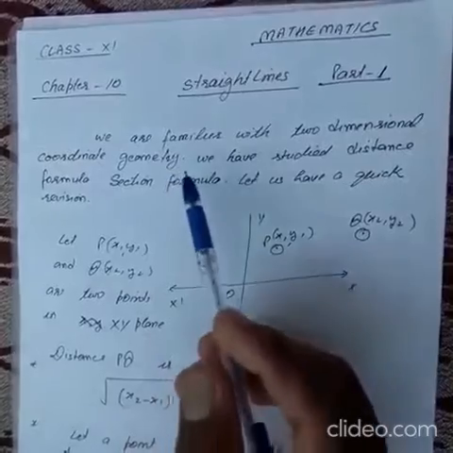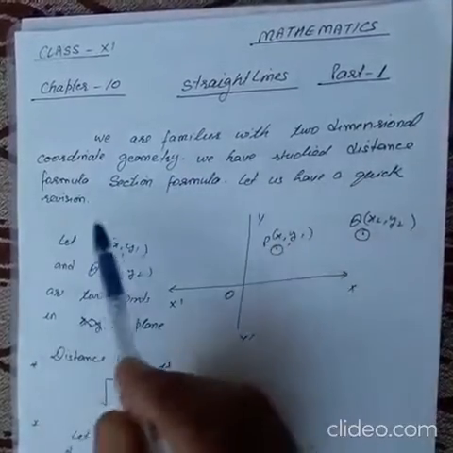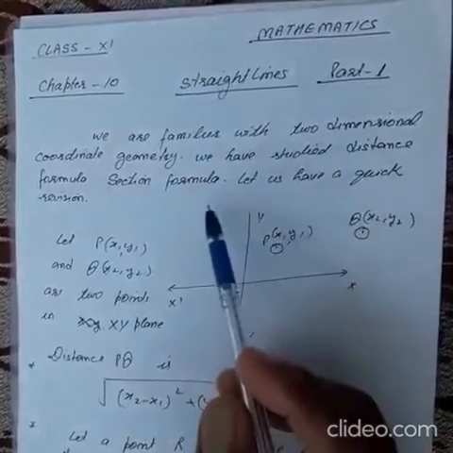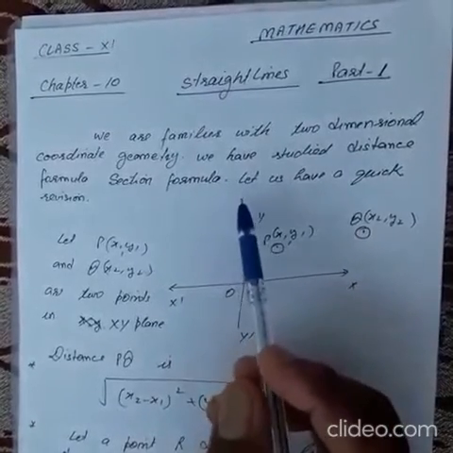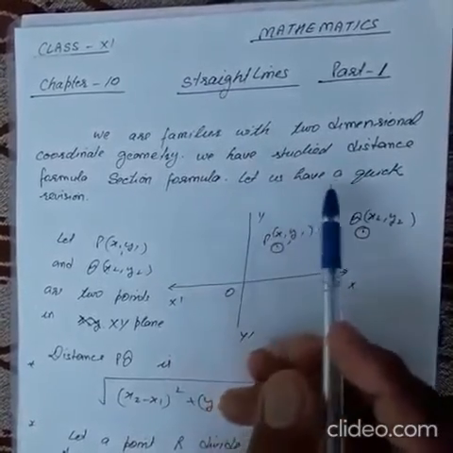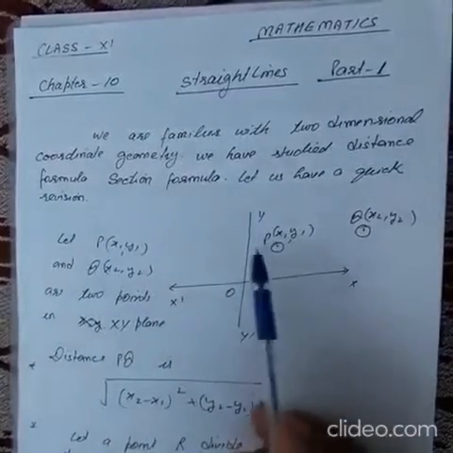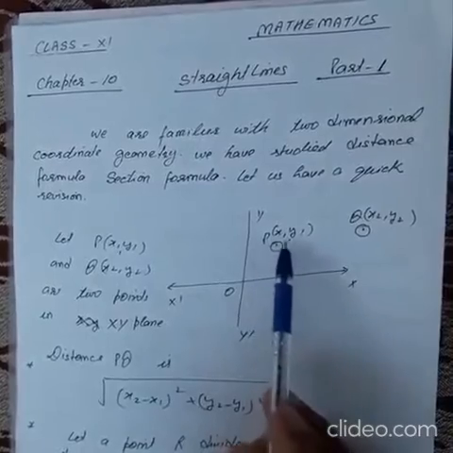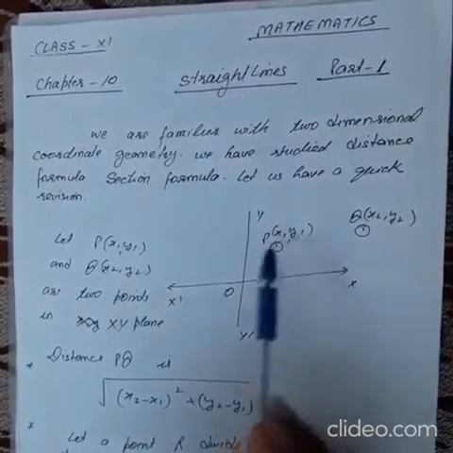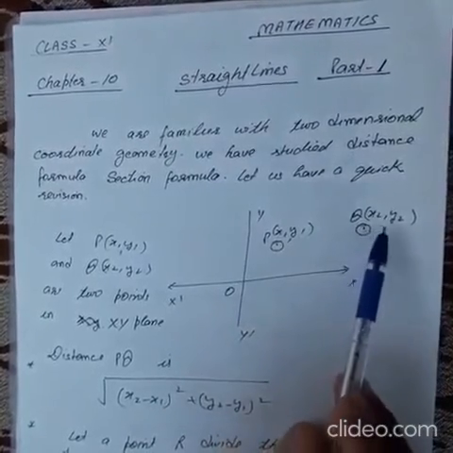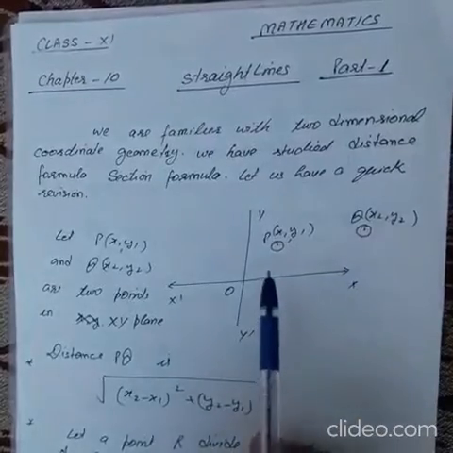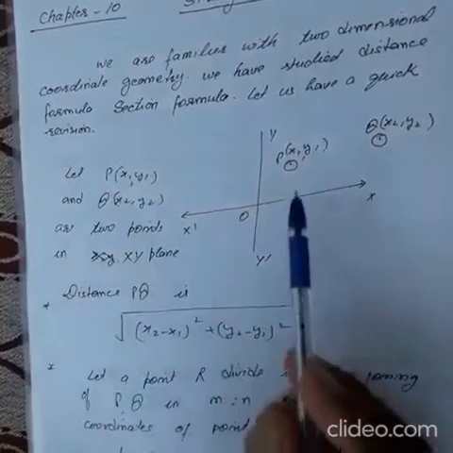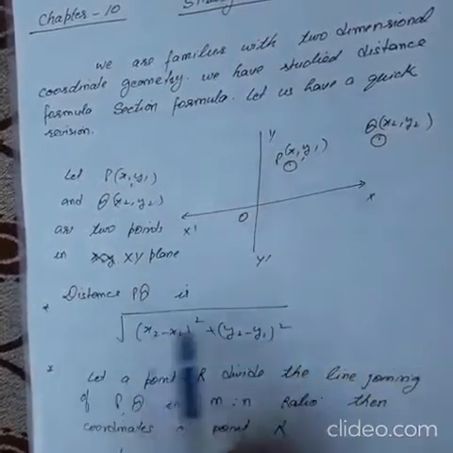Now we are familiar with two-dimensional coordinate geometry. We have studied the distance formula and section formula in class 10th. Now let us have a quick revision. This is the XY plane. Let P be any point with coordinates x1, y1, and Q be another point with coordinates x2, y2. Now we can find the distance between points P and Q.